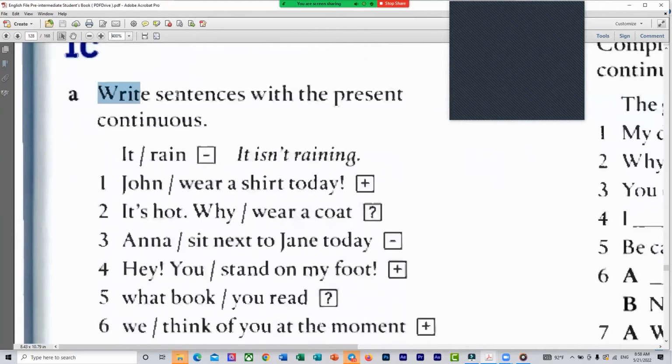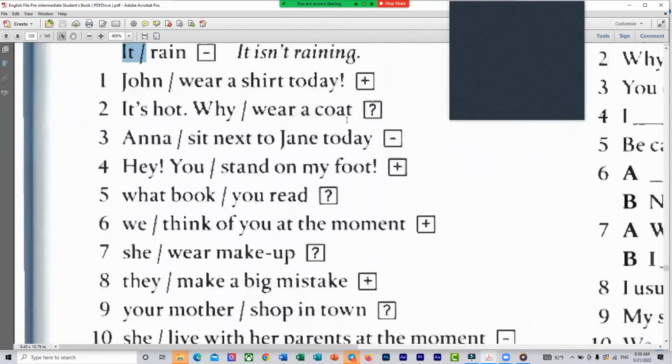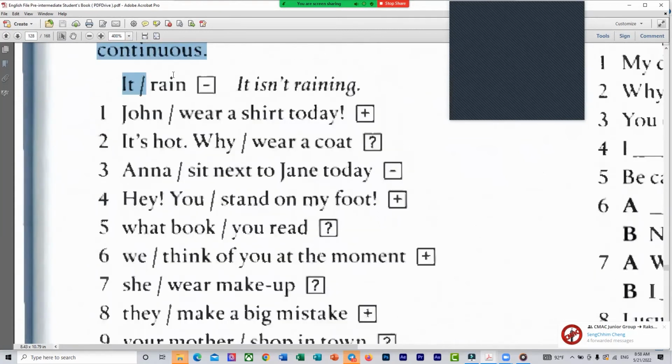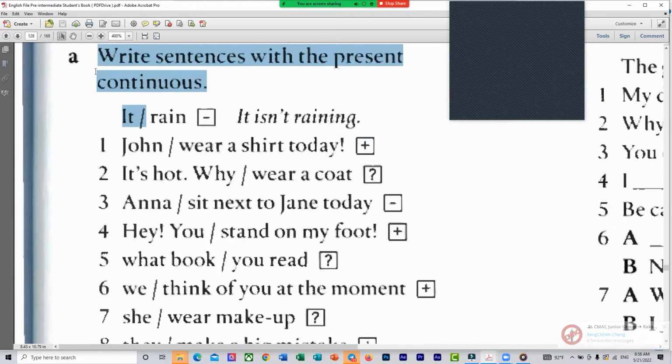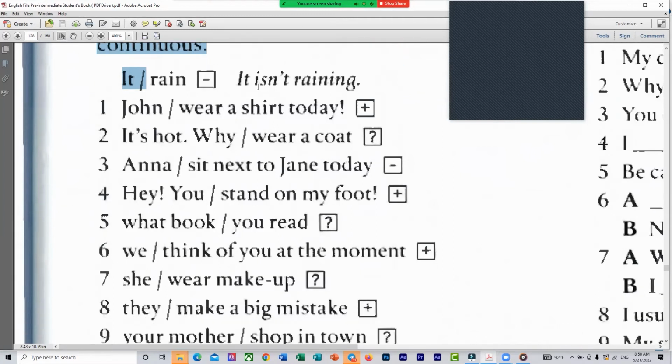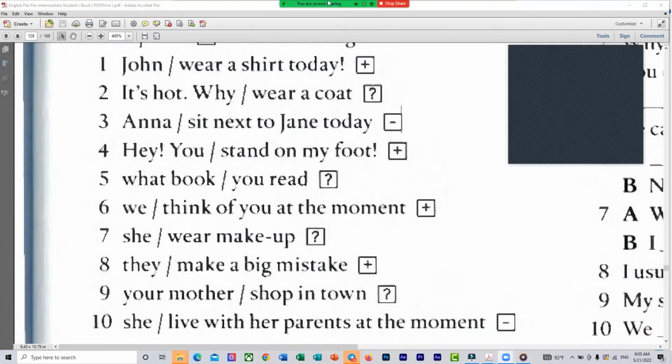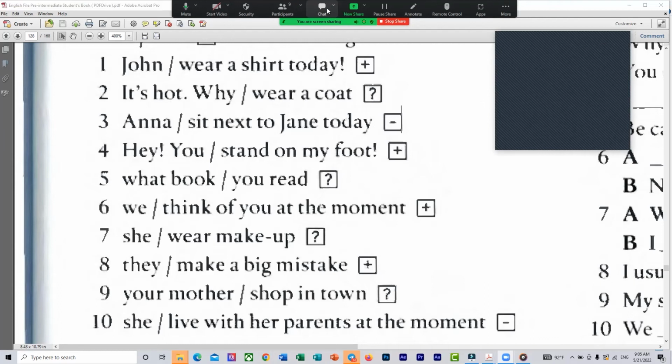1C, write sentences with the present continuous. Here we go, number 1 to number 10. Make them into continuous form. We have positive, question, negative. All right, let's practice doing them now. I think it's not very difficult, so we don't waste time. Let's practice. Let's share your answers.